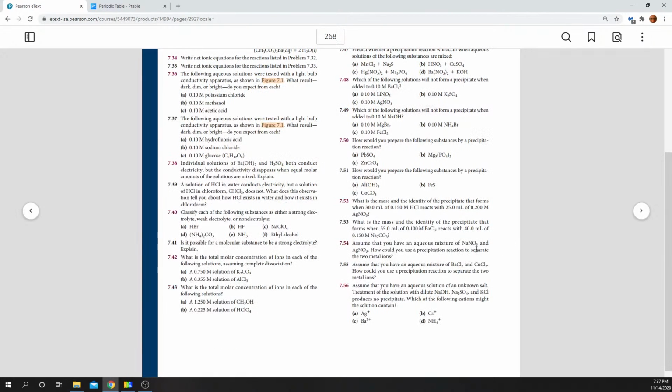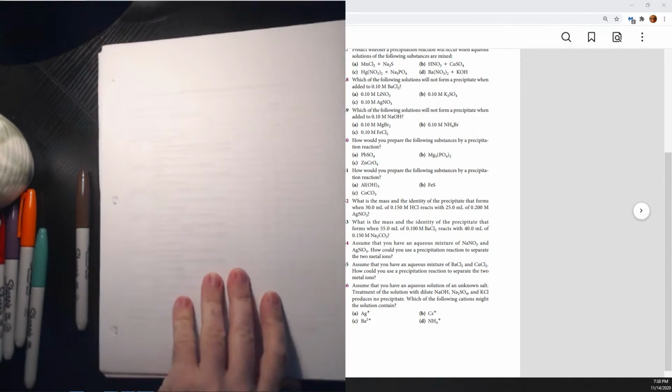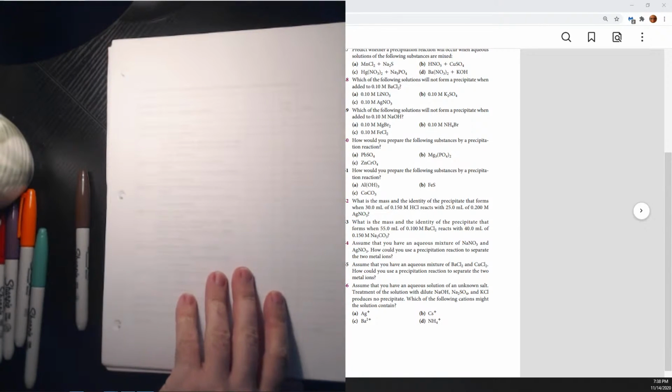52. What is the mass and identity of the precipitate that forms when 30 mils of 0.15 molar hydrochloric acid reacts with 25 mils of 0.2 molar silver nitrate? Well, you're going to get silver chloride. And as for the mass, they're asking you to do quite a bit of math there. Let's see, hydrochloric acid, silver chloride, so it's all going to be 1-to-1.